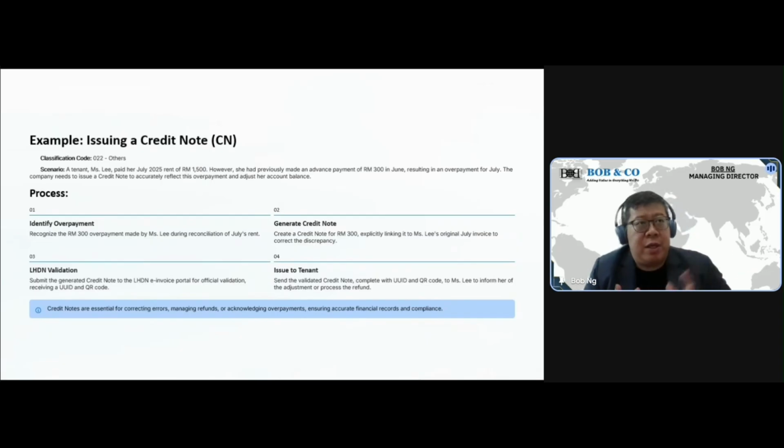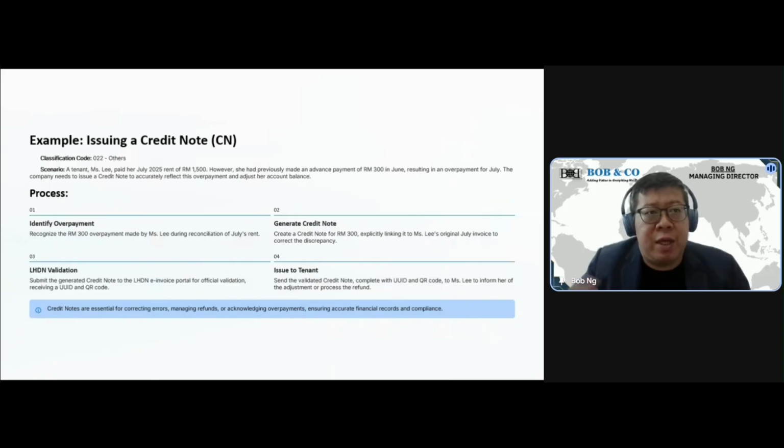So now this is an example of if you actually need to issue a credit note to your tenant as well. As what I said earlier in my example, you billed an amount of 1,500, but you actually realize that the tenant had paid you an advance payment, for example, and you need to reduce the amount that you charge them. Hence, you issue a credit note. Again, the process is pretty much the same. You identify first, you generate the credit note, you submit to the e-invoice portal, LHDN will validate, and you can issue this validated e-invoice credit note to your tenant with the UUID code and QR code so that they're aware of the adjustment that has been done.